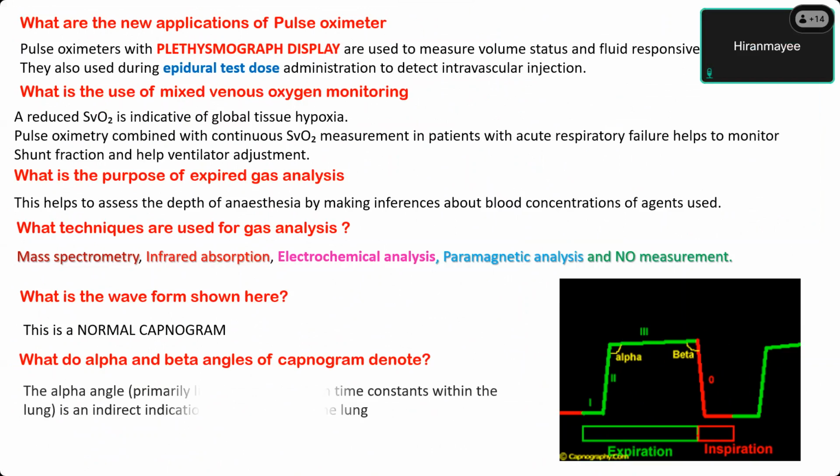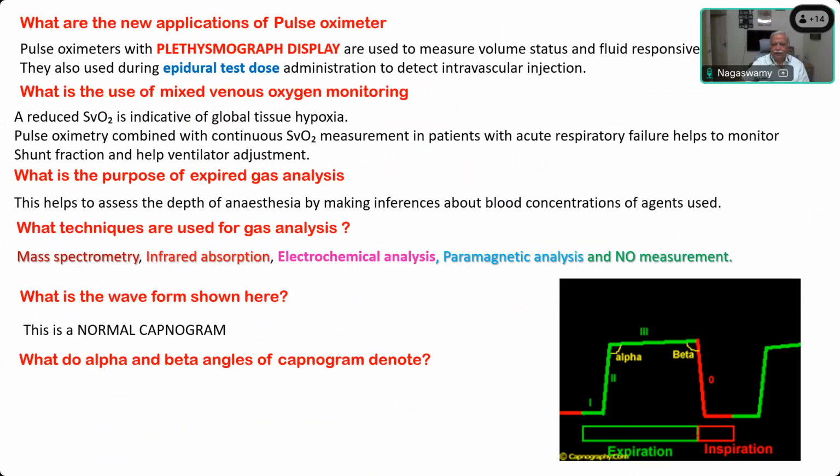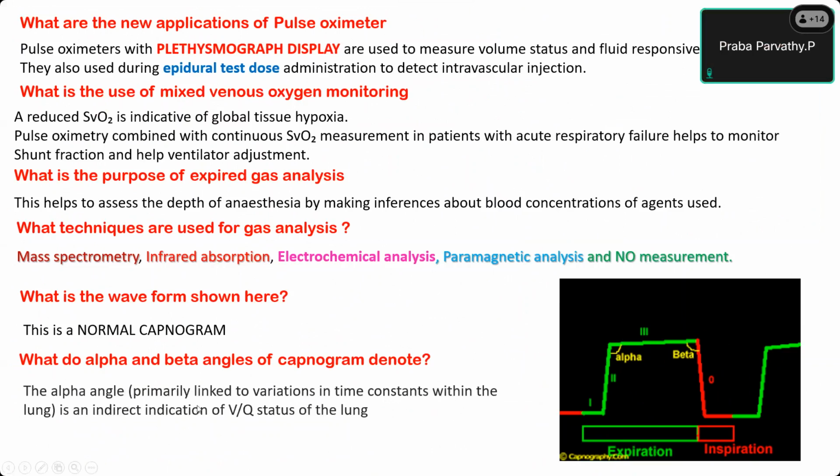So the alpha angle is the takeoff angle, sir. Okay. What does it indicate? Alpha angle is primarily linked to variation in time constants within the lung. It's an indirect indication of the VQ status of the lung, that is, the ventilation perfusion status. Okay, whenever the ventilation perfusion status is affected, this angle will also be affected.